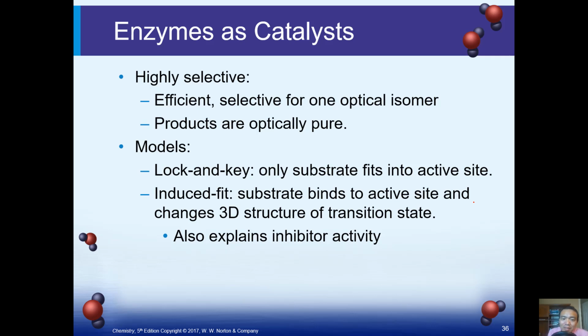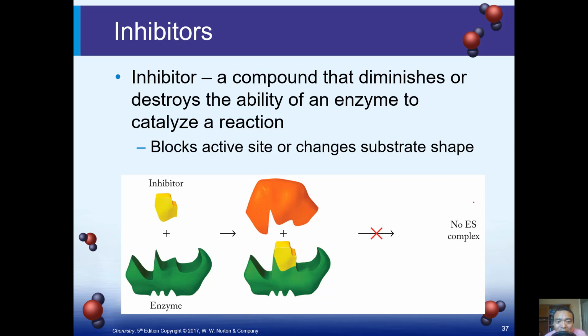Okay, what about inhibitors? Inhibitors are the compounds that will diminish or destroy the ability of an enzyme to catalyze a reaction. That's the so-called inhibitor. As long as you know this concept, it's okay. All right. There are two possible ways that an inhibitor may change the catalytic activity of the enzyme. When you look at the first case over here, the inhibitor actually binds to a certain portion of the active site.